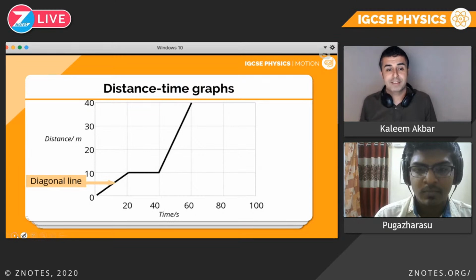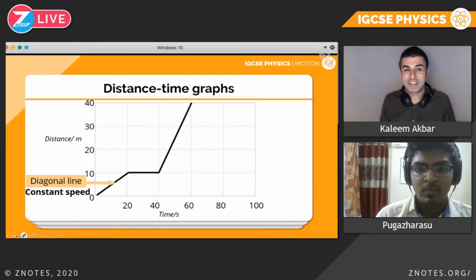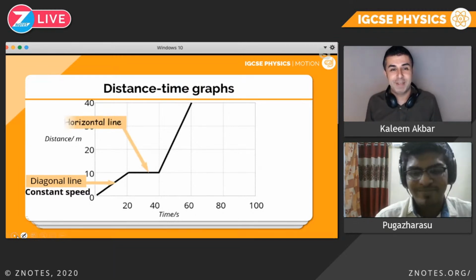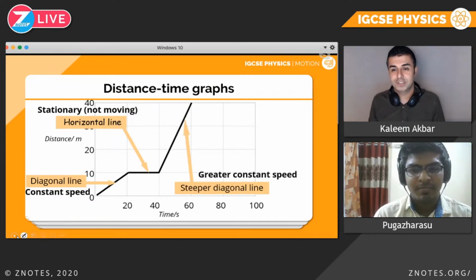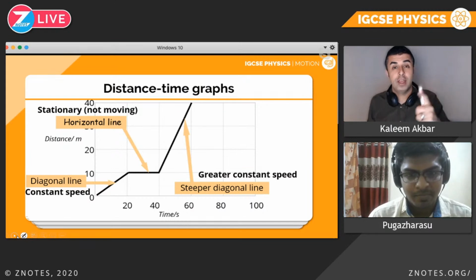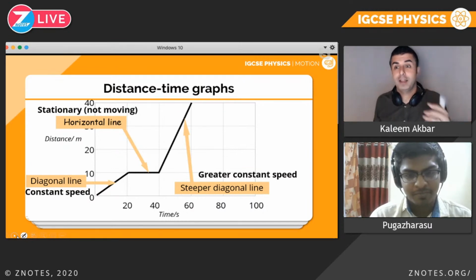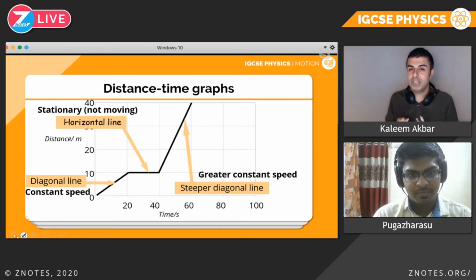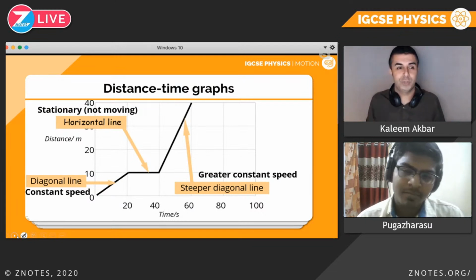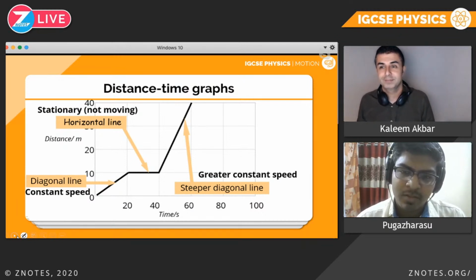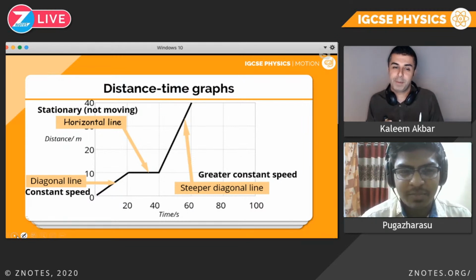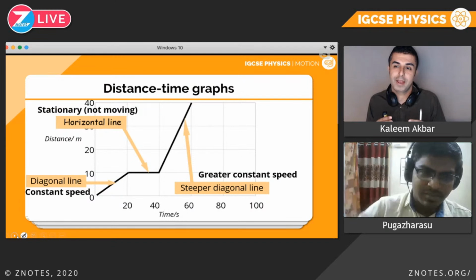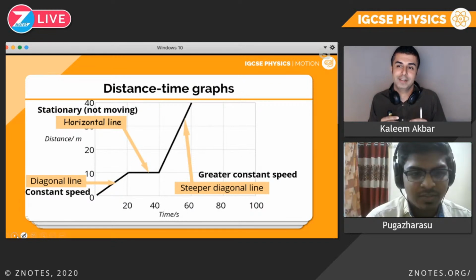In fact, this is quickly going to summarize everything I've told you anyway. Constant speed, stationary, greater constant speed. How do I know? If you were here last lesson, remember, Pugs, how would you know? Even if you didn't do the calculation, how would you know? It's got to be a straight line in the speed time graph. So it's got to be a straight slope, like an unwavering slope.